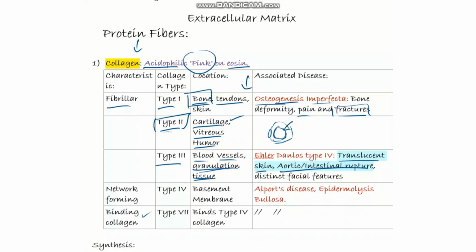Over here, you can see that the fibrillar type 1 collagen is present in bone, and when mutated, it causes this disease, which is related to the bone as well. Moving on to the network forming collagen, which is going to be the type 4 collagen. It is present in the basement membranes. The basement membrane, remember I told you one of the major sites of basement membrane and its function is where the exchange of materials is taking place, for example, the kidneys.